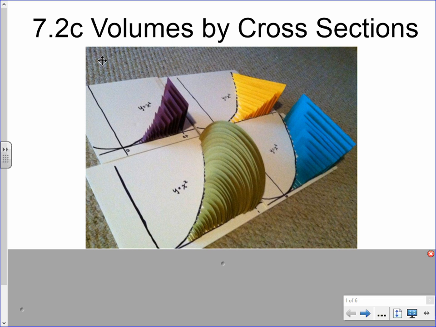Now, in order to be able to determine the volume of these, we're going to take the area of each slice times the thickness of that slice, which is going to be either dx or dy, depending on our rectangles, and then add them together. How do we add infinitely small things together? Using a what?